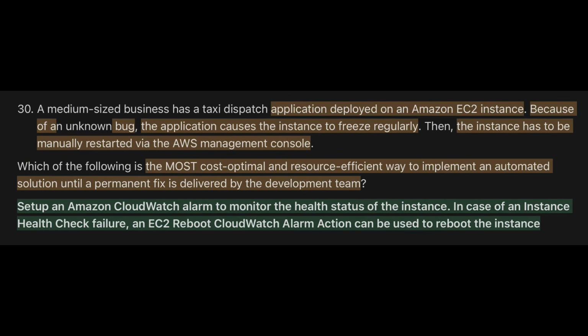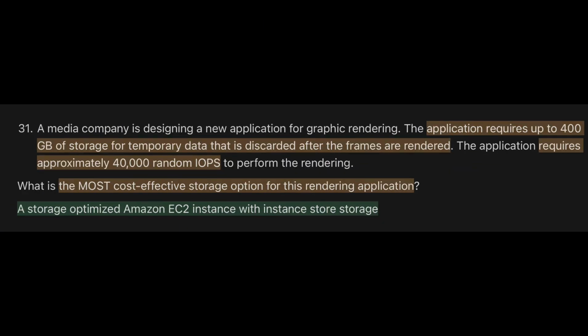Now let's say we have an application that requires up to 400 gigabytes of storage for temporary data that's discarded after the frames are rendered. And it requires around 40,000 random IOPS. And so the most cost-effective storage option for rendering this application is a storage-optimized Amazon EC2 instance with instance store storage.